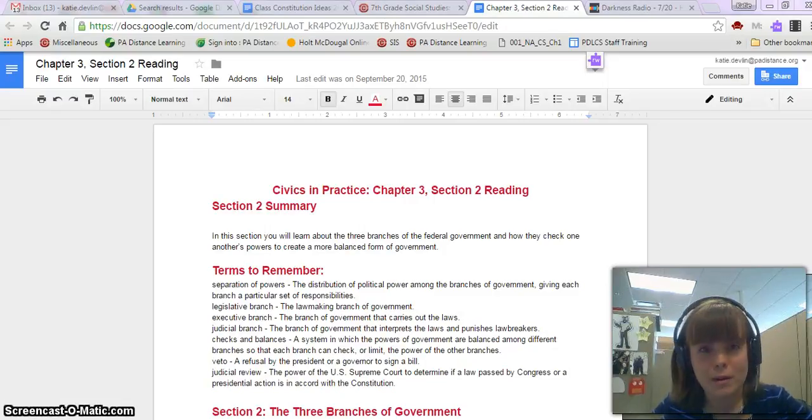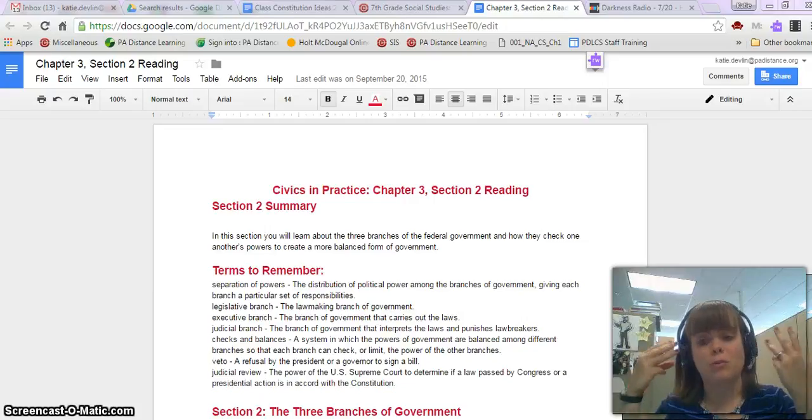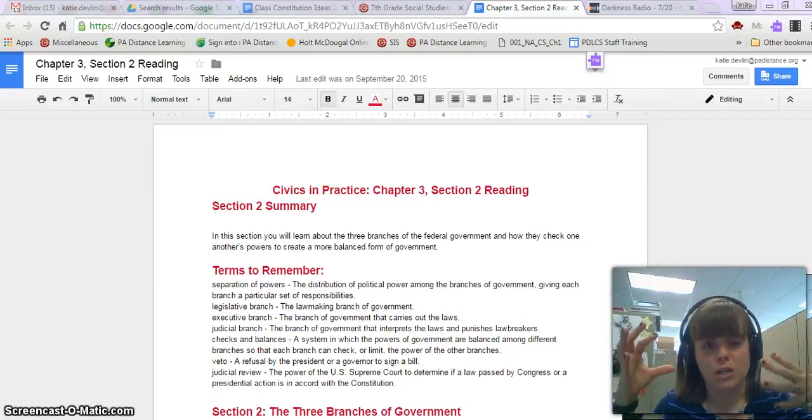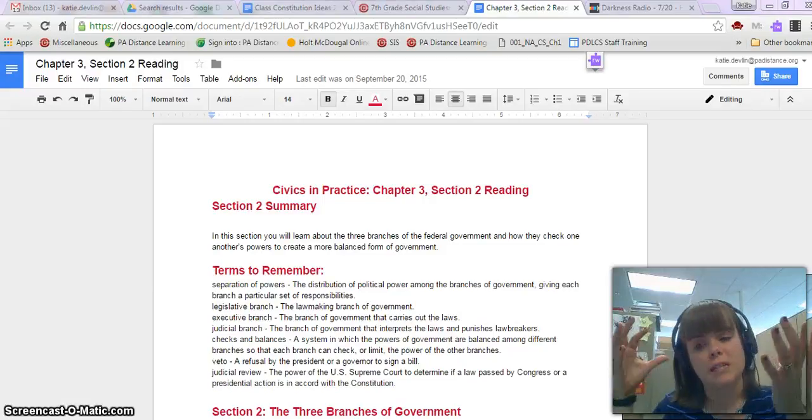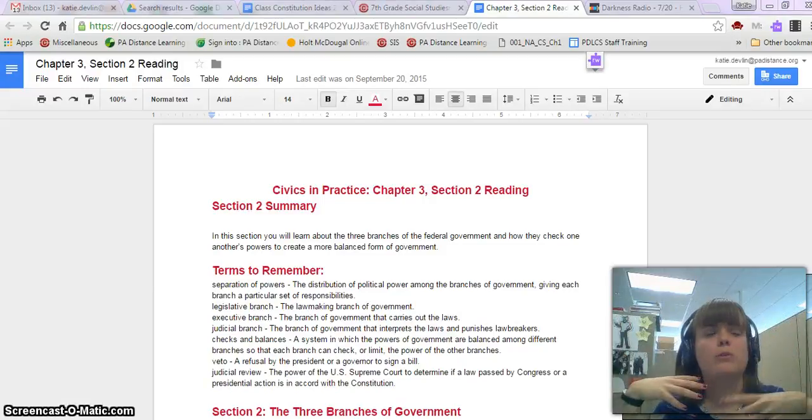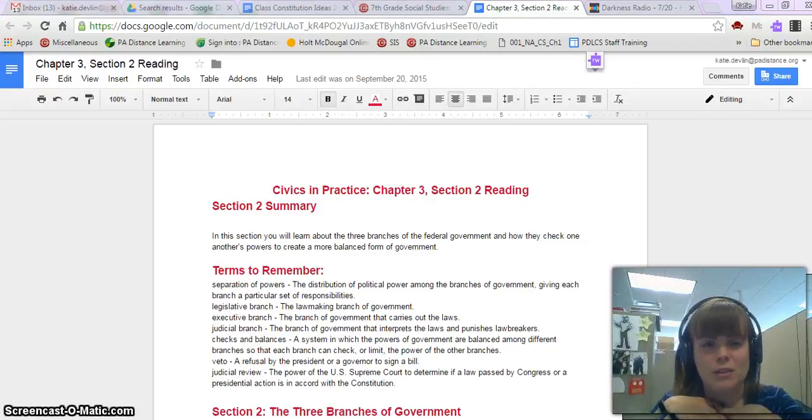The cool part about our government, guys, is we have three branches. And there's no way one branch can get more powerful than the other. That was a big worry from our founding fathers. So because of checks and balances, we can't have a president that is all powerful or a Senate that dictates the law of the land.